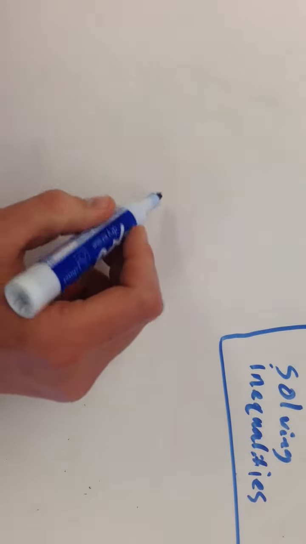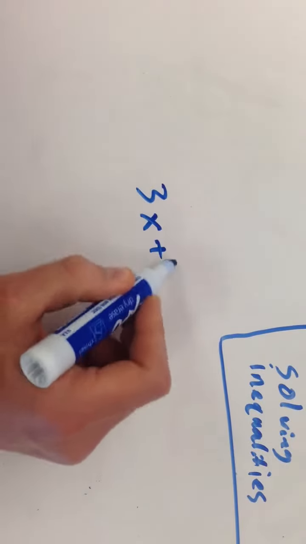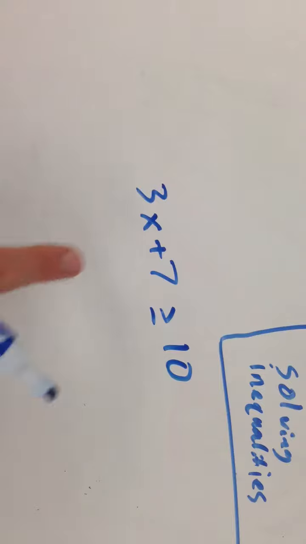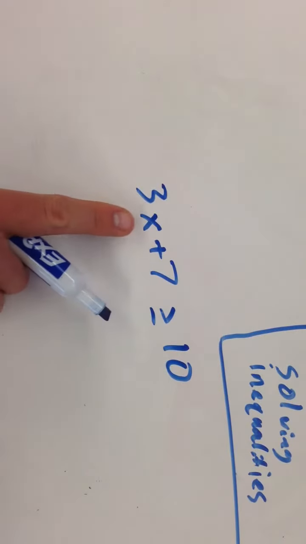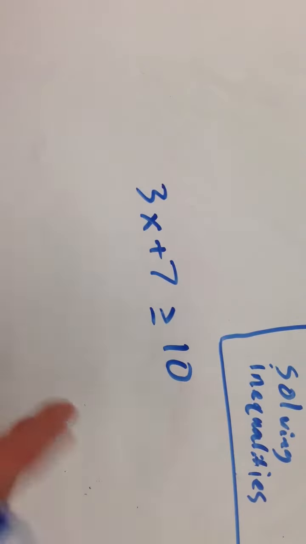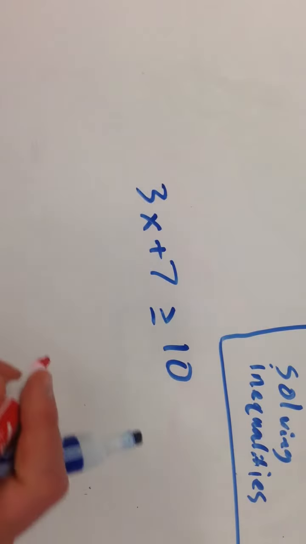But instead of having 3x plus 7 equals 10, what we're going to have is 3x plus 7 maybe is greater than or equal to 10. Okay. So now instead of having just one number that makes this true, 1, because 3 times 1 is 3 plus 7 is 10, we're going to have a whole bunch of numbers that make this true. Here's a number that makes this true.